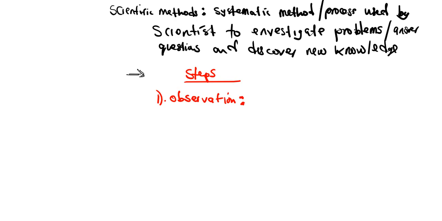So the first step is observation. In short, this is where everything begins. You observe the problem. For example, you say, okay, plants in one area grow faster than others. Why? That's the problem.